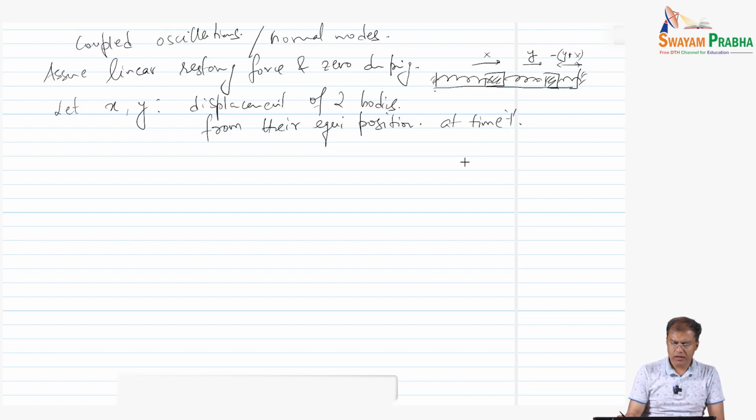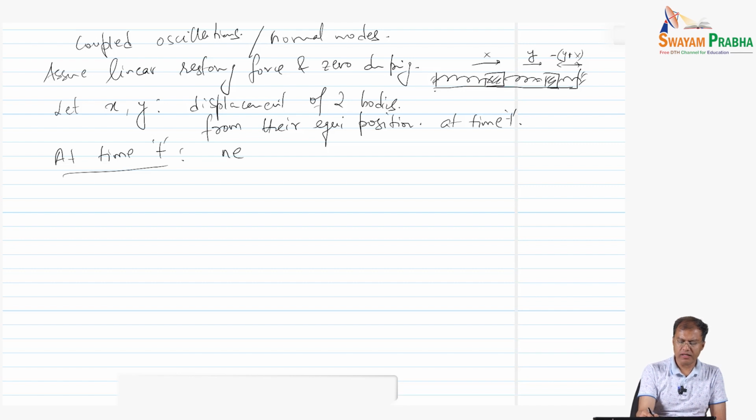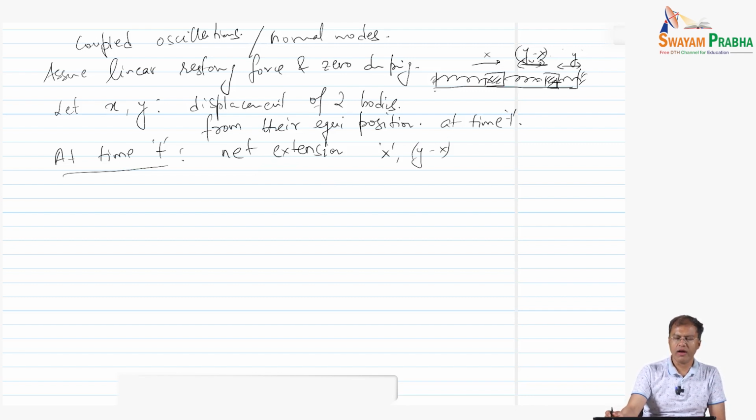Okay, so let us now try to set up. At any time t, we will have the net extensions of the spring as x. Let me take the notation properly. If this length is y, whatever y is, compression or extension, then this length will be y minus x. So the net extension is x, y minus x, and let's say this was extension, y would have been compression, so this is minus y. So the net extensions are as follows.